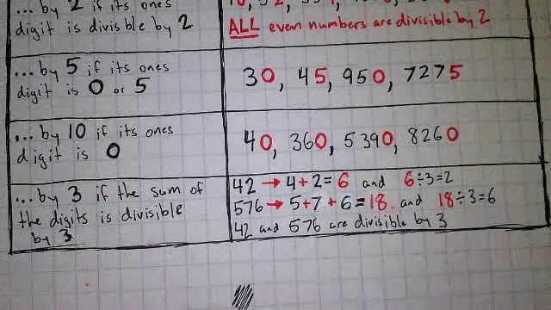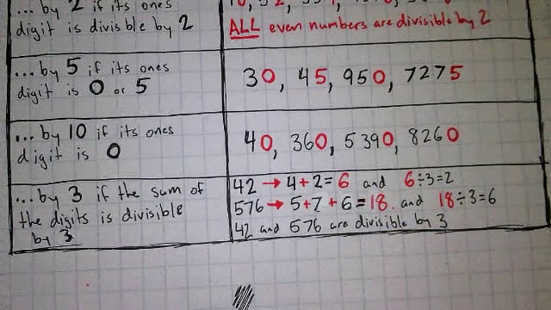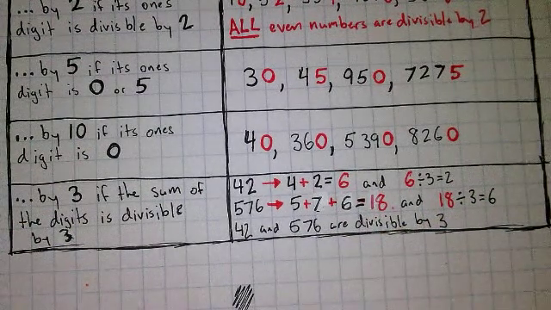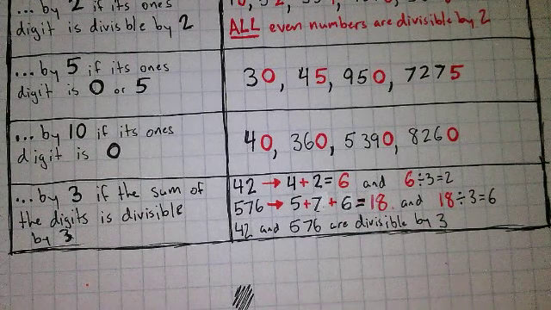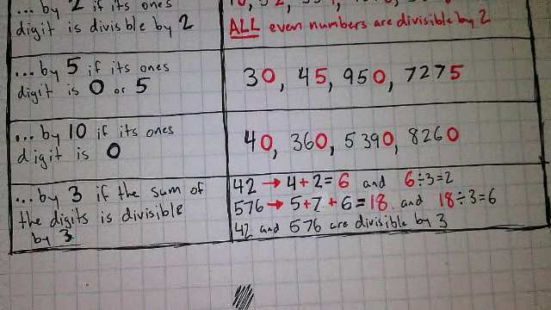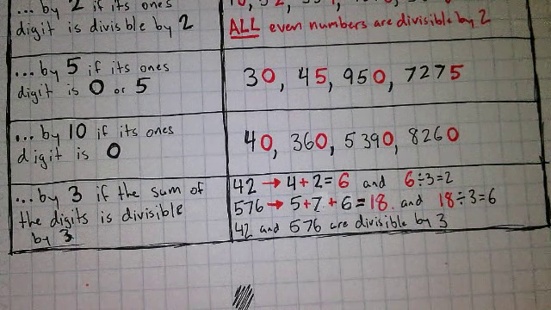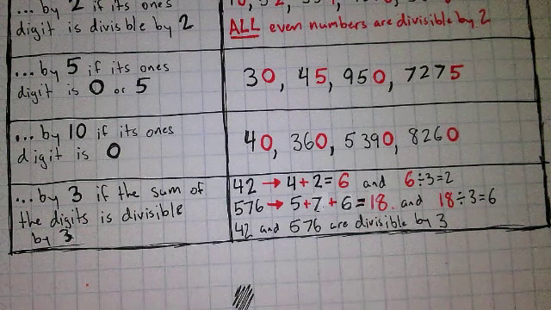Not necessarily. Because look, 42 is divisible by 3. Look at 56. What's 5 plus 6? 11. Is 11 divisible by 3? No, so 56 is also not divisible by 3. Right? So you can't just say any number that ends in 6 is going to be divisible by 3. You have to add the digits together to find out.